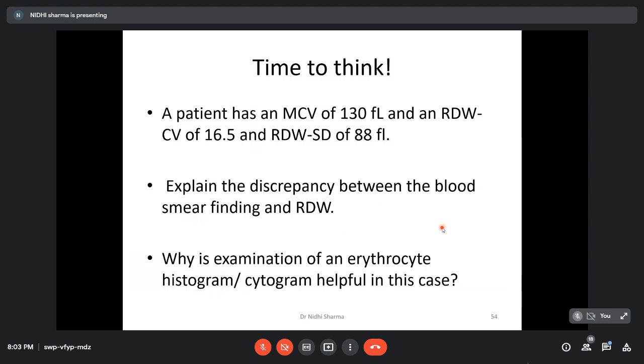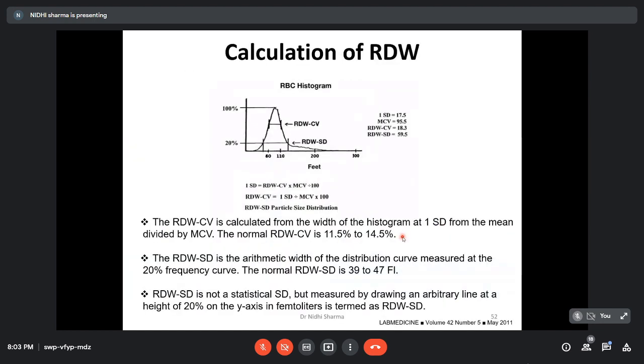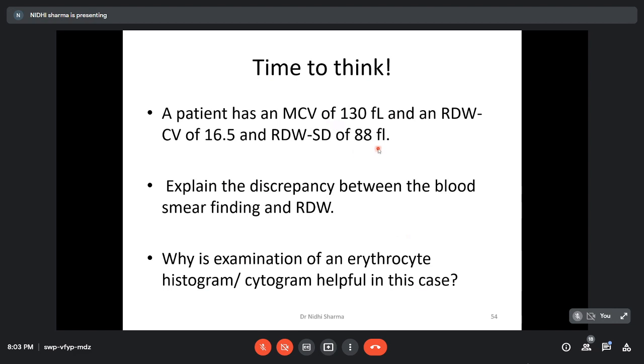Now consider this case. You have a patient who is showing you an MCV of 130 femtoliters. The RDW-CV is 16.5. I told you the normal lies somewhere between 11.5 to 14.5. And the RDW-SD is 88 when the normal is somewhere around 47. So CV is only marginally raised. But SD, the degree of change in SD is much higher. So can you think of why such a discrepancy in the two RDW types has occurred? And why in such a case, when the discrepancy is so much, it is very important to look at your RBC histogram or cytogram.